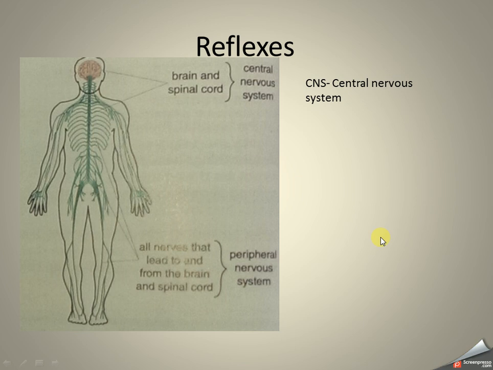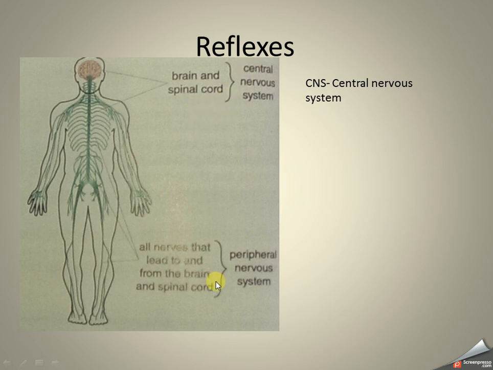Reflexes. Right, reflexes. Now, before I talk about reflexes, we've got to talk about your nervous system. Your nervous system is made up of two parts: your central nervous system and your peripheral nervous system. Your central nervous system just consists of your brain and your spinal cord. That is your central, because it's central, isn't it? It's in the middle. It's the most important thing. It's the brain and the spinal cord that runs through the middle.